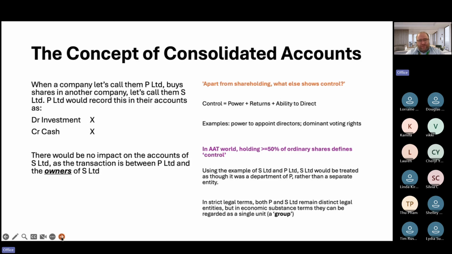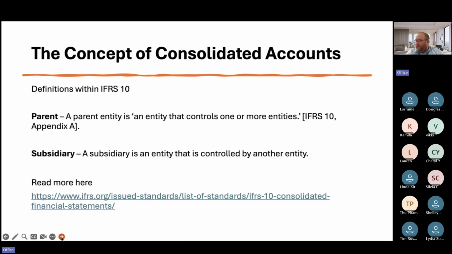So there's some definitions. As with everything in level 4, especially in this unit, it's all about international accounting standards and international financial reporting standards. So there is IFRS 10, and IFRS 10 is all around consolidated accounts. So consolidated accounts are covered in IFRS 10, and that has two definitions: one around what is a parent company, and then what is a subsidiary company.